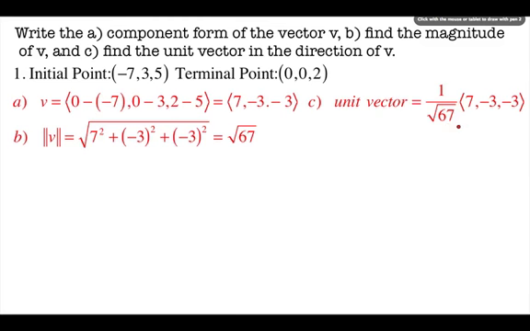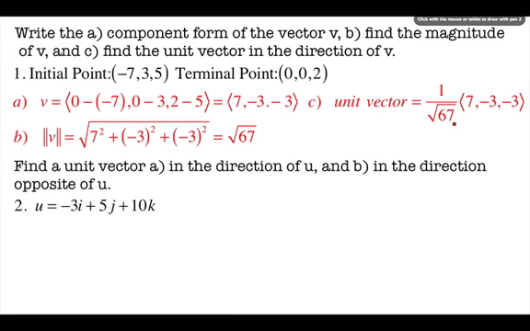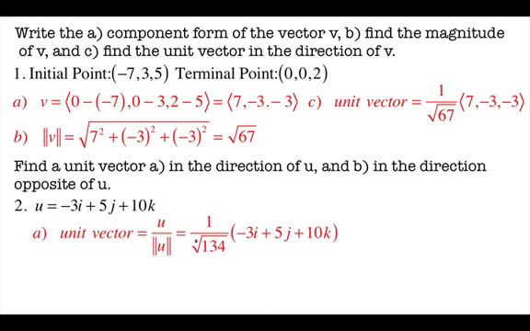Let's go to number 2. It says find a unit vector, part A in the direction of U, part B in the direction opposite to U. So basically we're going to focus on this part. But first we need to find the magnitude of U. Once we do that, we take these numbers, -3, 5, and 10. We apply the formula, and you end up with radical 134. And then just bring over vector U, and this is the answer to part A.